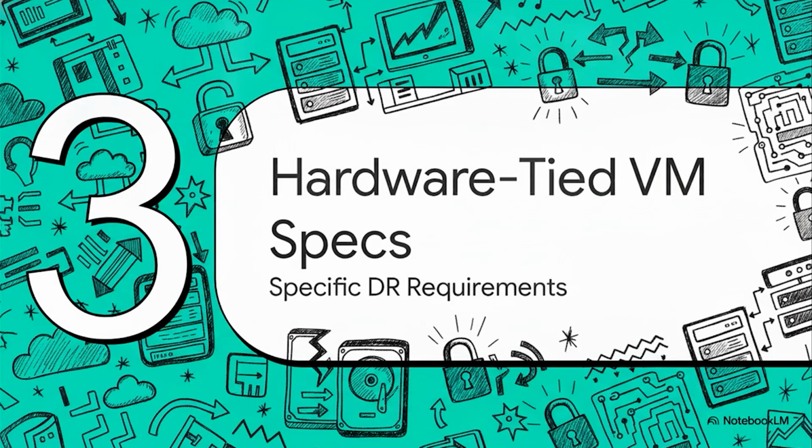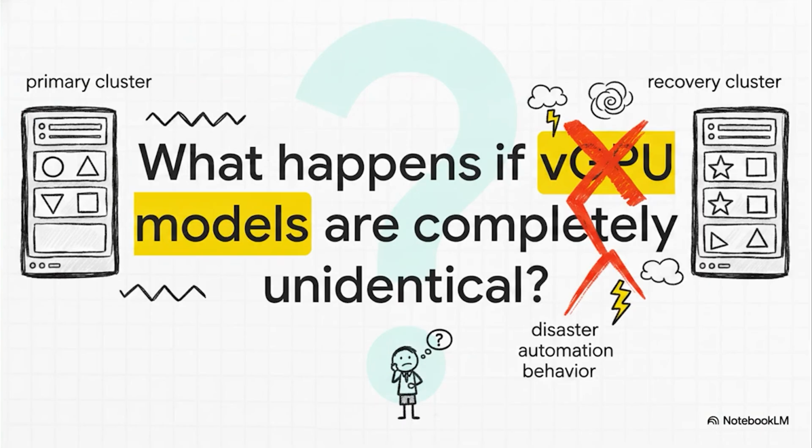All right, Section 3, hardware-tied VM specs. So let's pose a very common exam scenario to test your instincts. What exactly do you think happens during a disaster recovery failover if the virtual GPU or vGPU models on the primary cluster are completely unidentical to the vGPU models on the recovery cluster? Just take a quick second, mentally predict what the automation is going to do here.